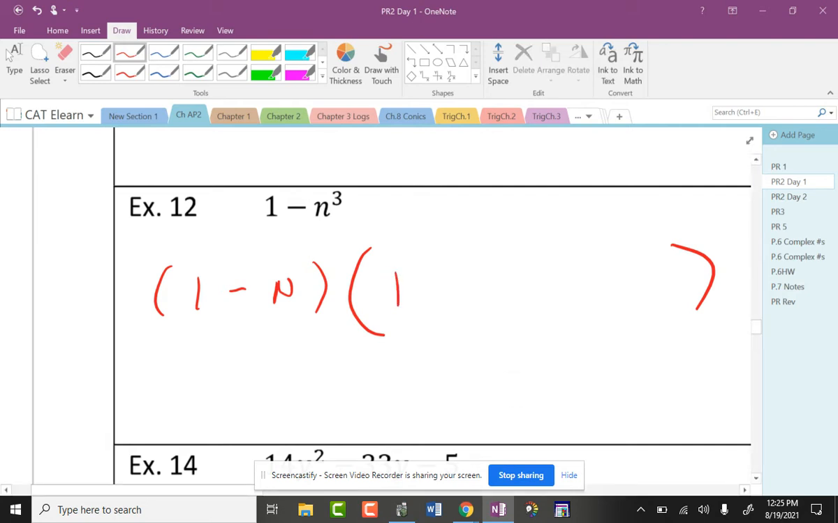Which is 1. Good. 1 squared. Same, opposite, always positive. So what goes there? Plus. And then what's the middle term? 1n or just n? You can put 1, that's fine. Always positive.